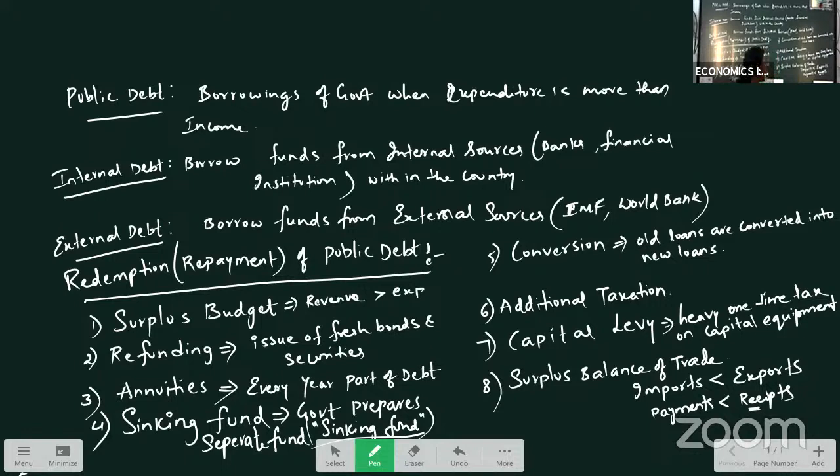Okay. So these are the various sources or various methods for redemption of public debt. Just see here, what are the methods where repayment of debts is done here?